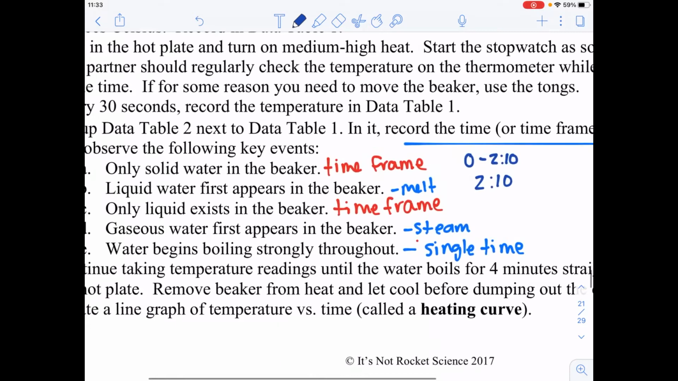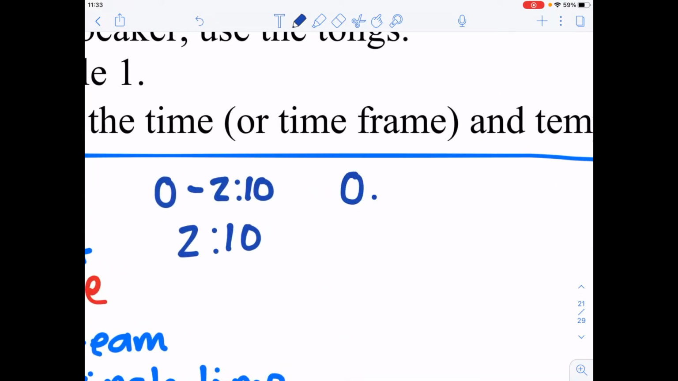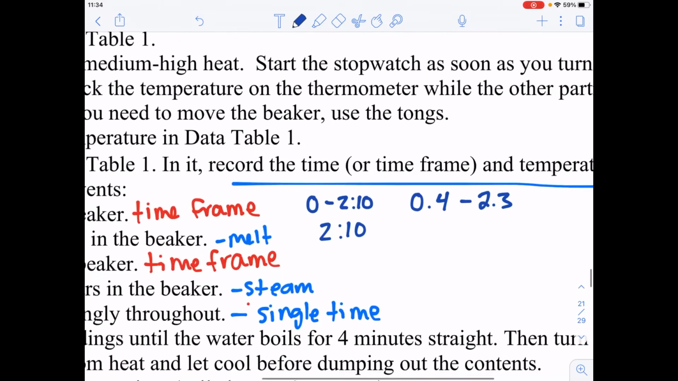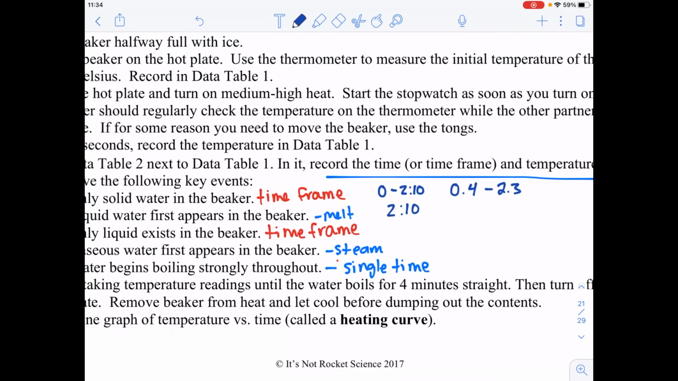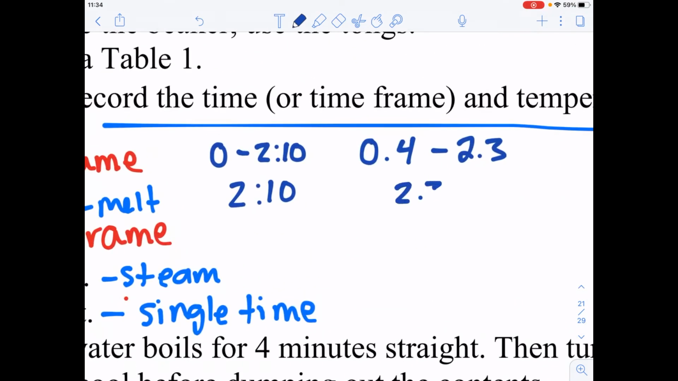So now I also want to record my temperature. So if I started out at 0.4, what temperature did it turn to liquid? What temperature was it at 2:10? Let's say it was 2.3, okay? So you would have both the temperature and the time ranges or frames for A. And then this would be 2.3.